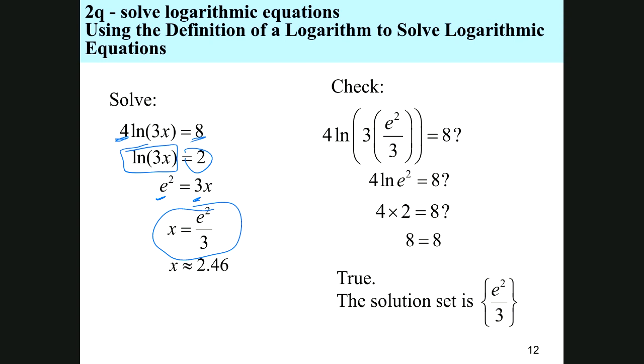Now, on this one, whenever you're checking, I highly recommend you use the exact answer. It'll just cancel everything out cleaner, right? If you put the 2.46 in there, you might not get an exact equality at the end. You'll get 8 equals 7.99999, because if you do the decimal approximation, you're going to introduce a little bit of error. But if you put in the exact answer, notice here the 3's cancel right off the bat. That makes it e squared. Then the natural log of e squared, the natural log and the e cancel out, and 4 times 2 is indeed 8.